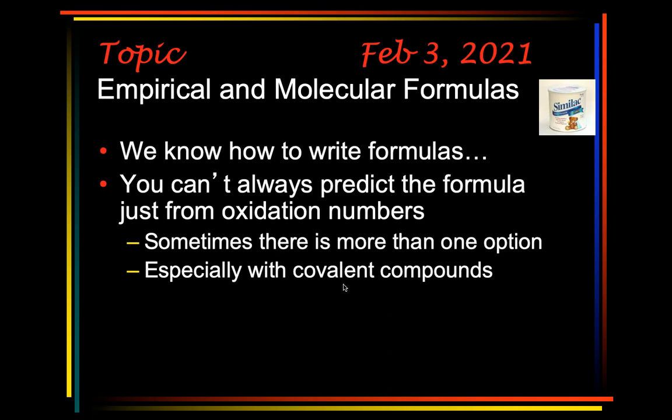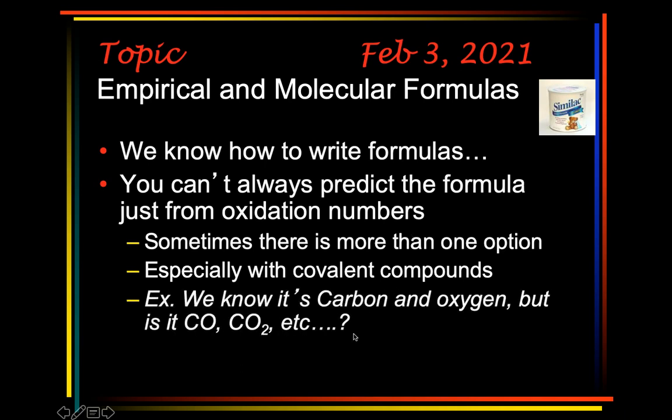You maybe remember in biology, there's sucrose and fructose and glucose, all these different versions of sugars that are carbon and hydrogen and oxygen, but at different kinds of ratios. So just knowing the elements doesn't always mean we can write the formula. Another example would be carbon monoxide and carbon dioxide. How do we know which one it is based on what's around us?